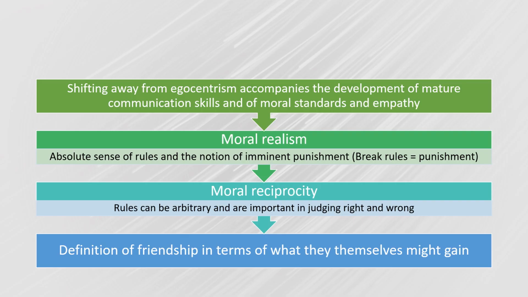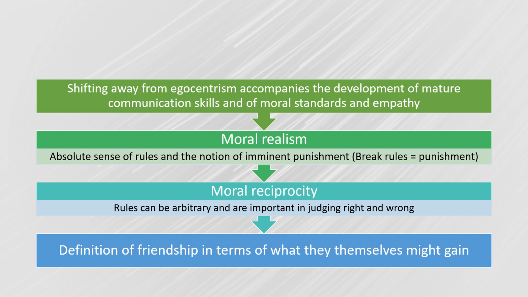So in here, egocentrism, since they are now away from their parents and actually in school, they have started to gain an insight that the world does not revolve around them alone. So they are now shifting away from egocentrism, which accompanies the development of mature communication skills and of moral standards and empathy. So that's why they now started to form friends. It's because they now know that they are not the center of the world.